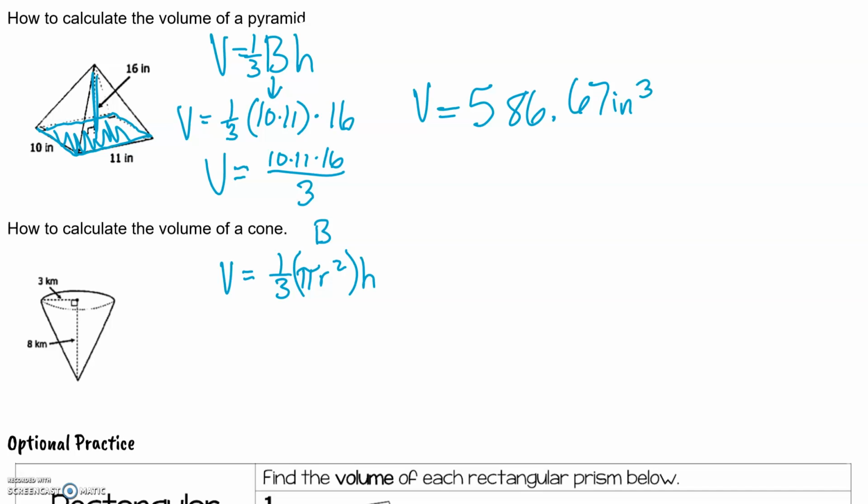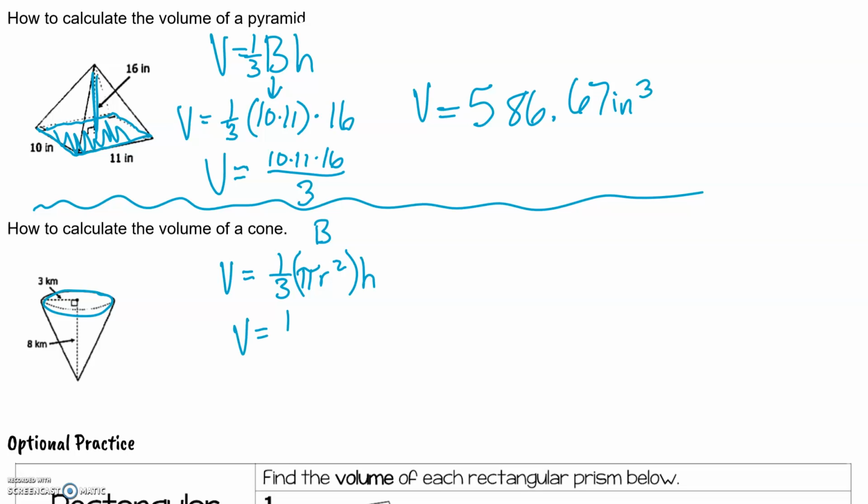Okay, let's go ahead and take a look at how to calculate the volume of a cone. So whenever looking at a volume of a cone, our formula is still going to be 1/3 times the area of the base times the height. But the area of the base of a cone is pi r squared, which is our circle formula. So we would end up with the volume equals 1/3 times pi.